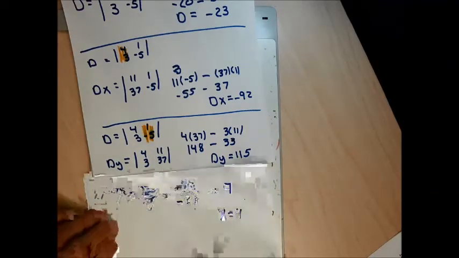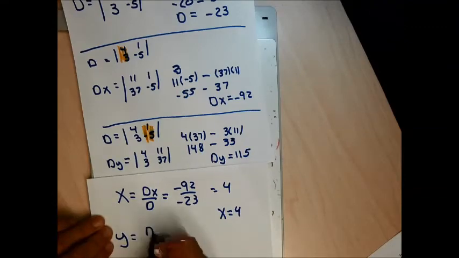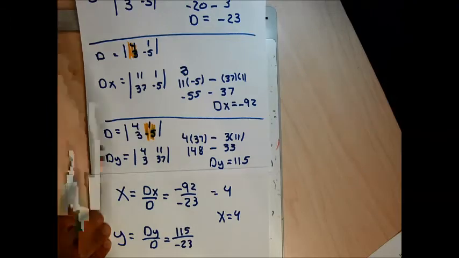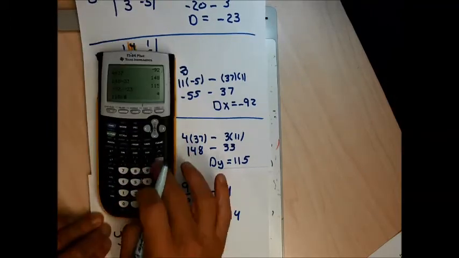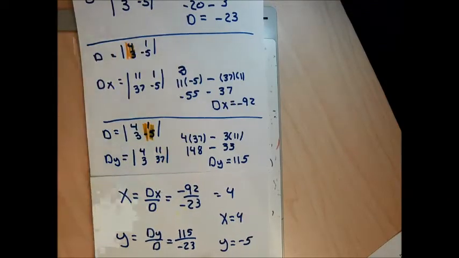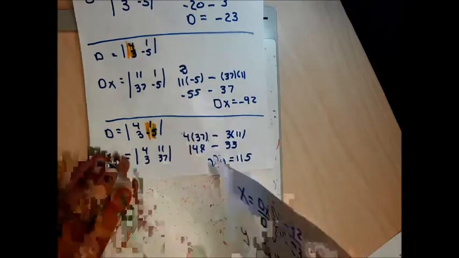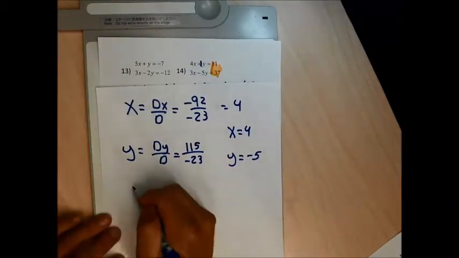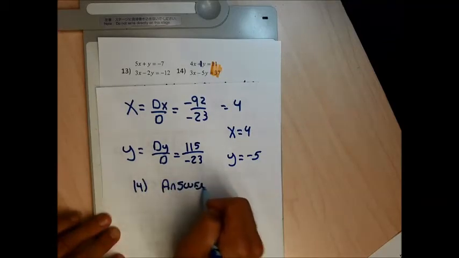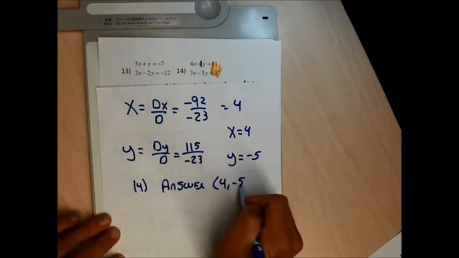And then I need to work out the y. Y is going to be the D sub y number divided by the D number. The D sub y number is 115. The D number is minus 23. So I'm going to go 115 divided by minus 23, and I get minus 5. So my answer is going to be x equal to 4, y equal to minus 5. So for number 14, my answer is going to be x equal to 4, y equal to minus 5.